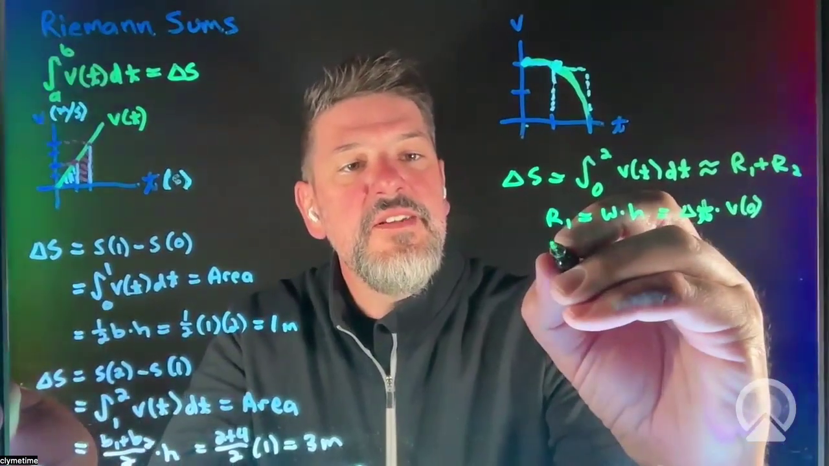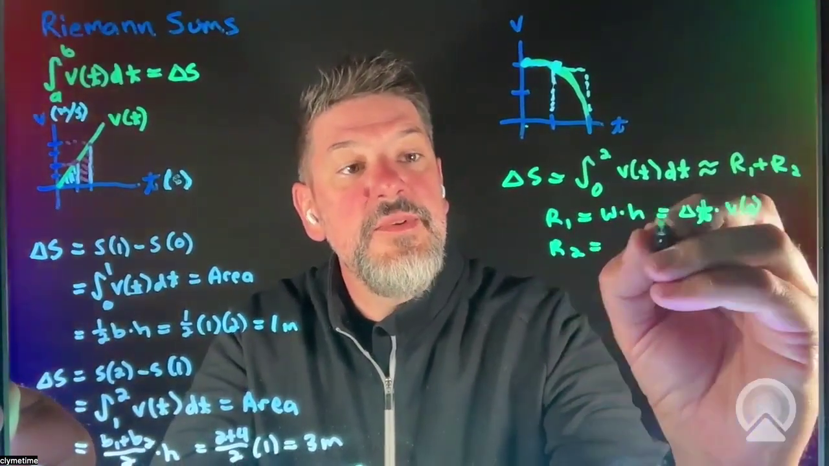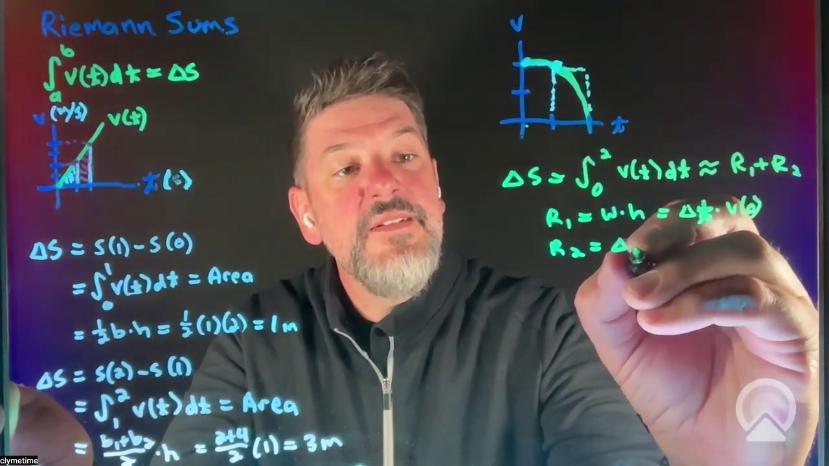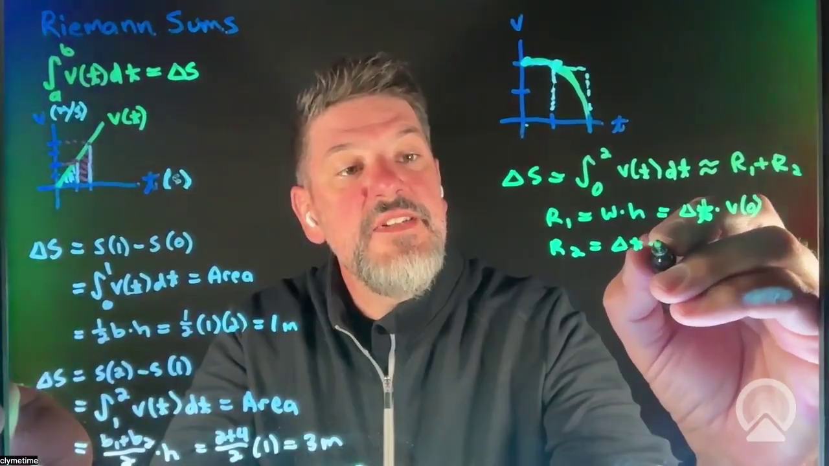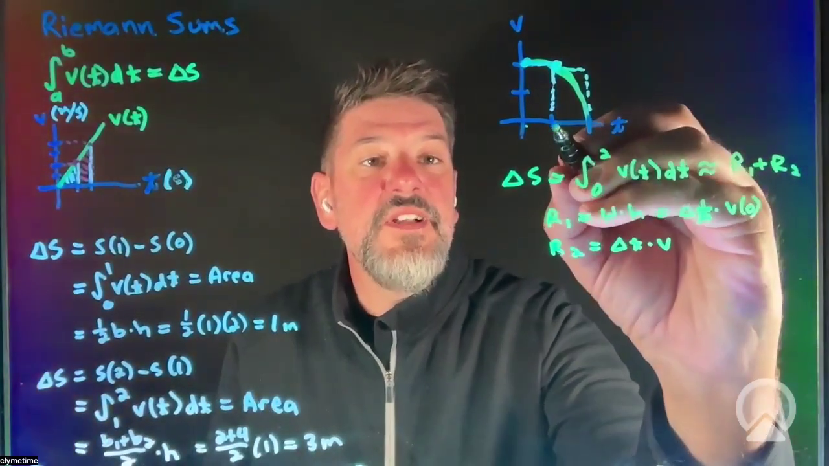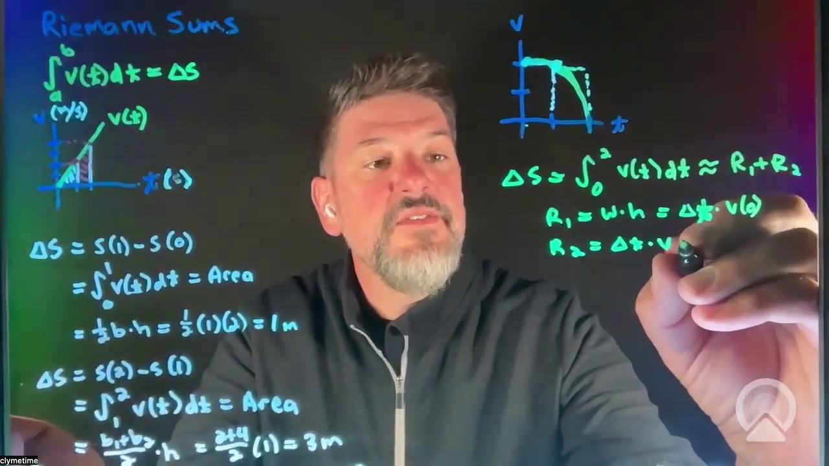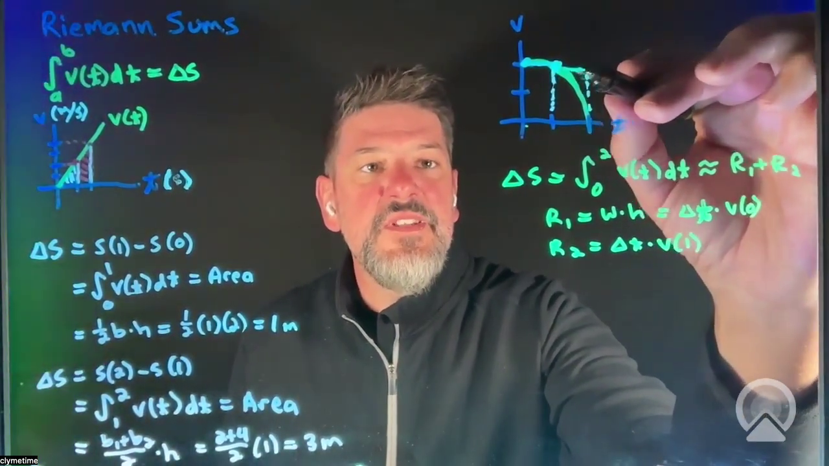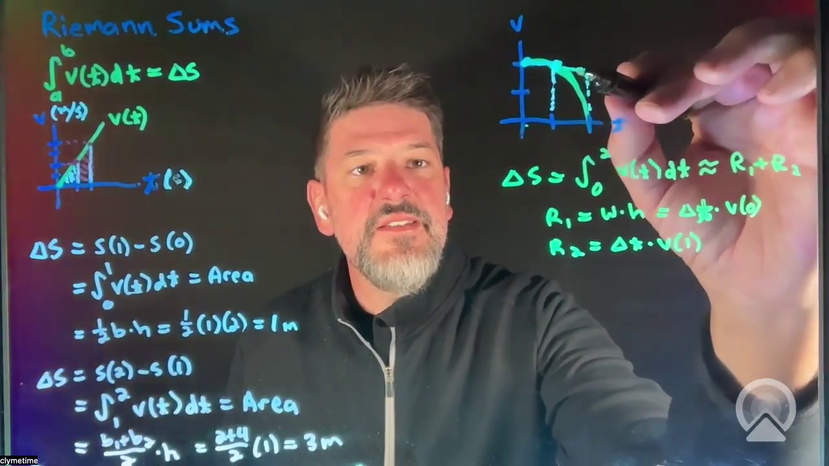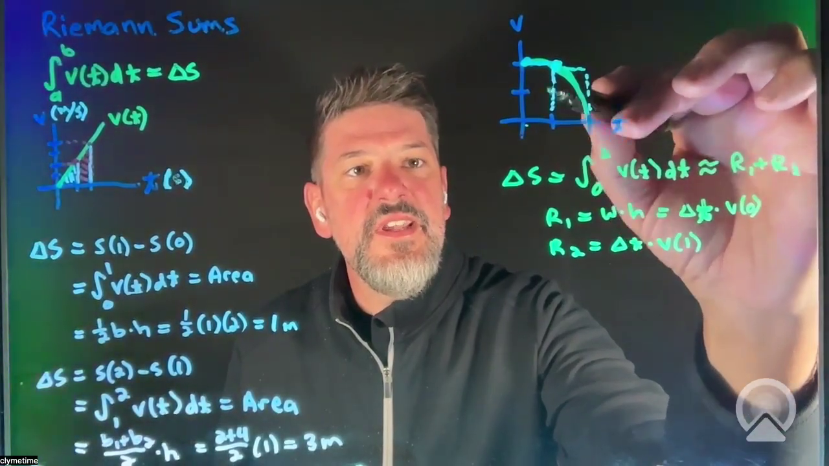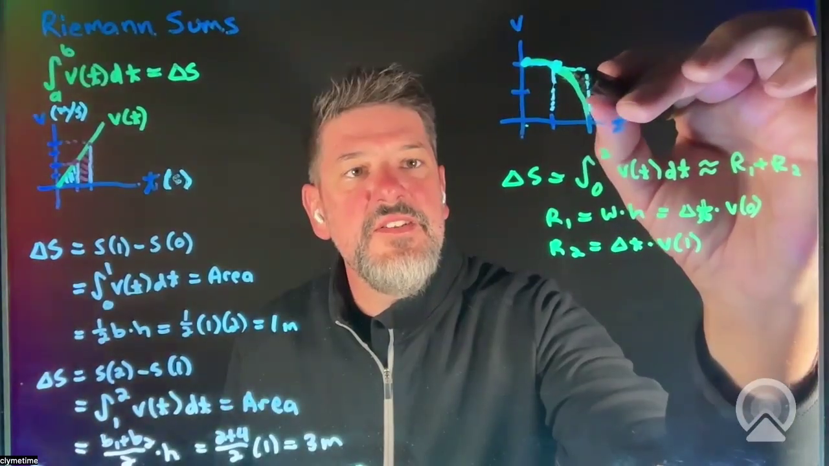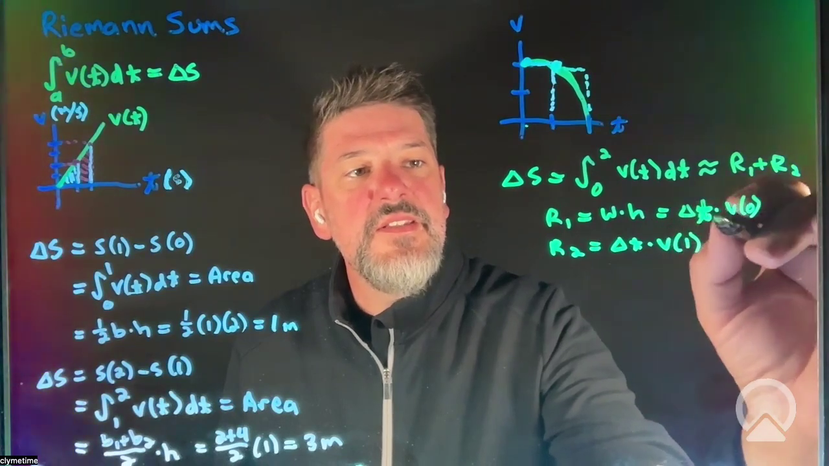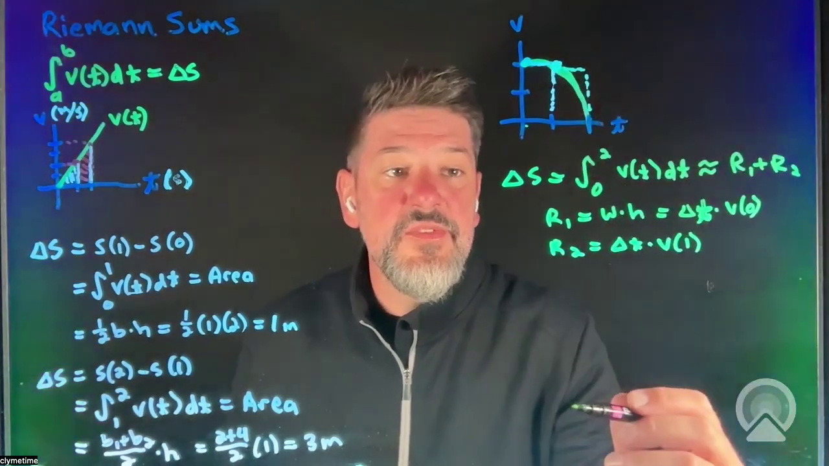That's your first rectangle. Your second rectangle is also going to be width times height. That doesn't change. It's also going to be change in t times, except your velocity is going to be different this time. Your velocity is going to be the velocity at t equals 1. Because at t equals 1, this height will represent the height of the rectangle for the second rectangle. And so at 1 second, we plug that into our velocity function and get the height of the second rectangle. So this represents the height of the second rectangle. This, at 0, represents the height of the first rectangle.